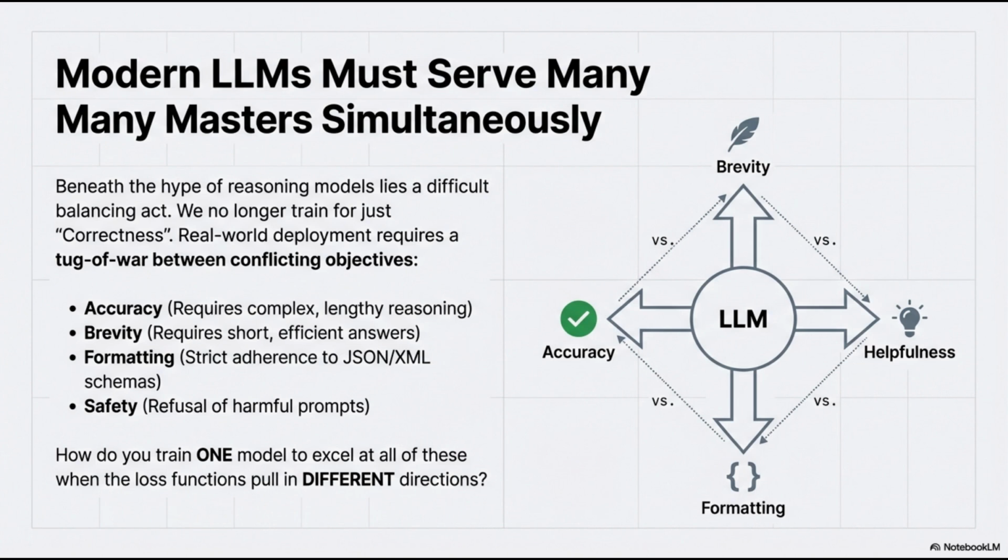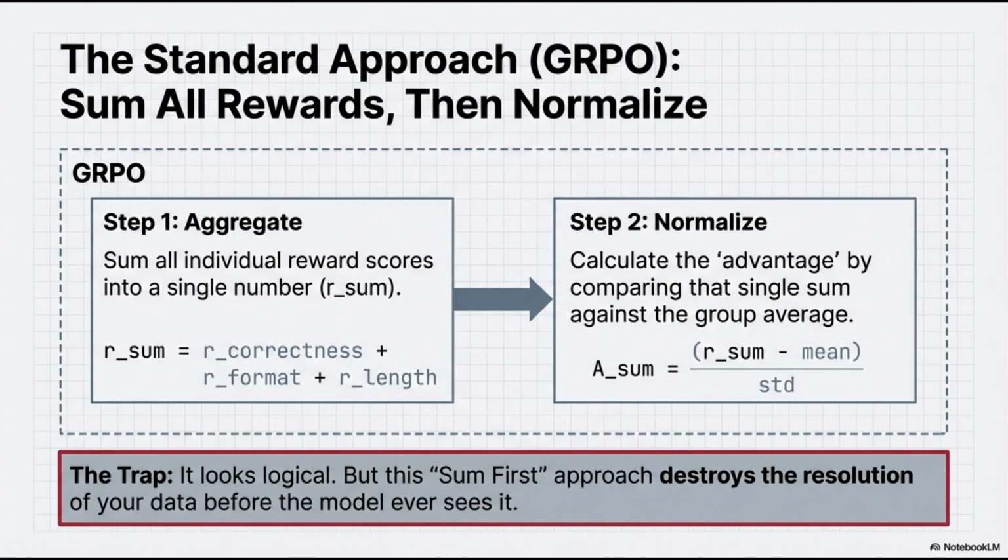But here's the problem. What happens when you're learning multiple objectives at once? How do you train one model to be ethical and to be funny and to know math and to write poetry when these goals actively pull the loss in different directions? That's exactly what multi-reward reinforcement learning tries to solve. And that's where group relative policy optimization starts to break in ways nobody expected. Let me walk you through exactly how the standard approach works.